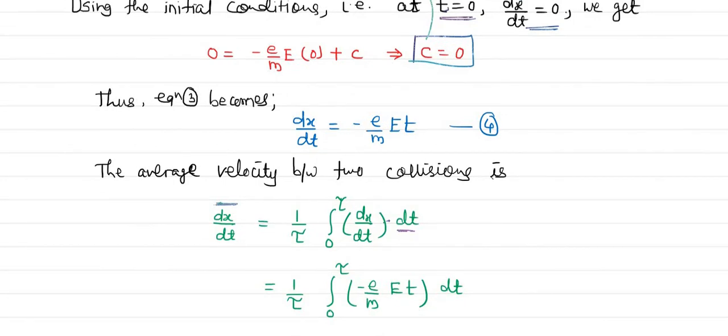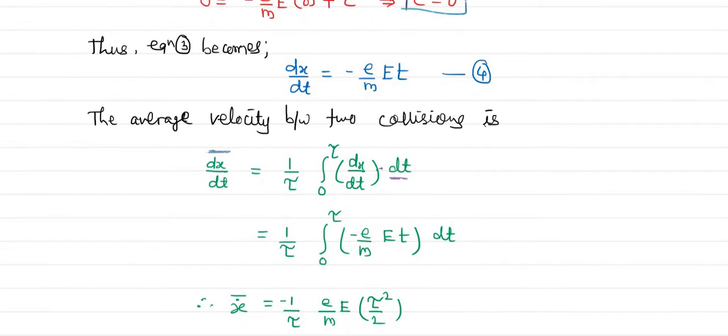So after substituting, 1 by tau as it is, limit 0 to tau as it is, now what is dx by dt? It is minus e by m capital E into t, bracket close, dt as it is. Now again in this minus e by m capital E, everything is constant. Simply we have to take the integration of t with respect to dt. We know that the integration of x is x square by 2. Now here we have the integration from 0 to tau of t into dt. So what will it be?